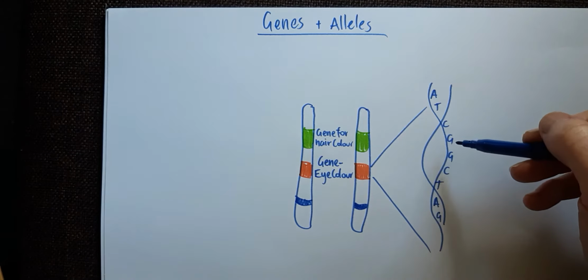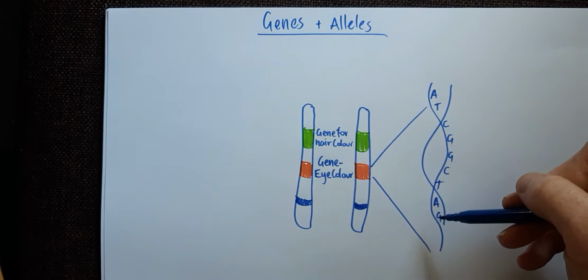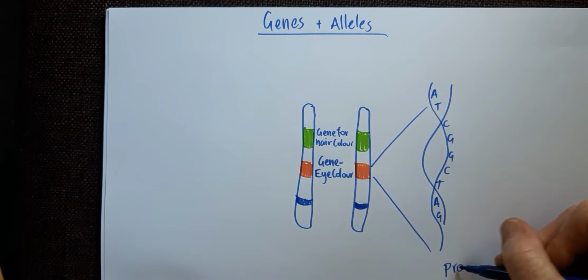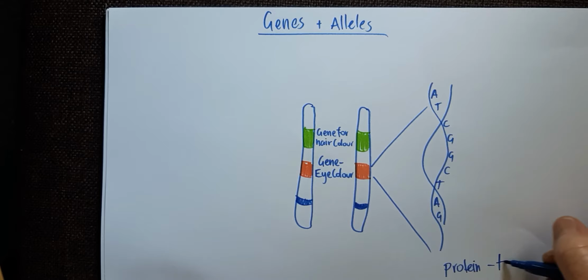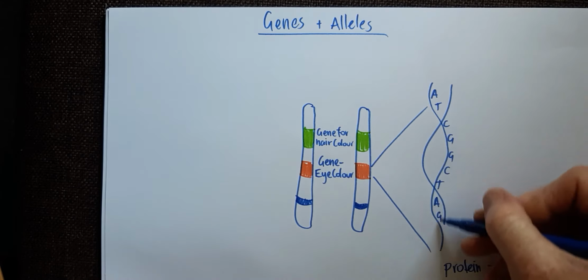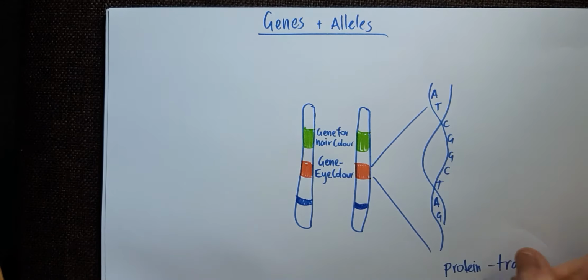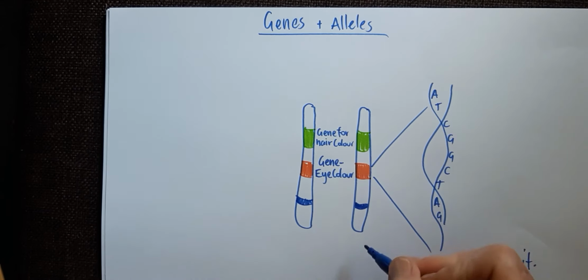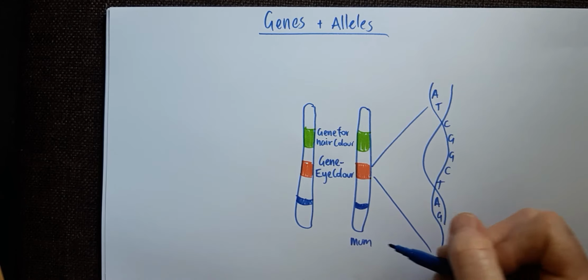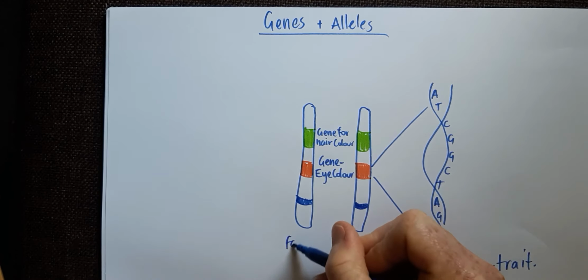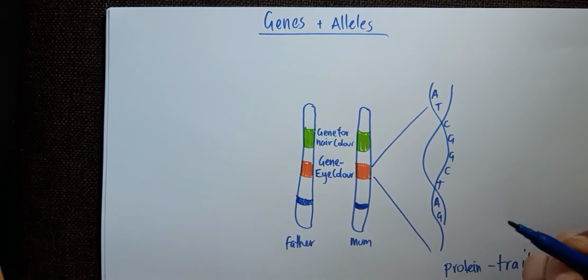that will produce a particular thing called a protein, which is basically the trait, the characteristic that you're going to get. So in this case, the protein or the trait, let's say that combination of letters gives you blue eyes. This chromosome here might have come from your mother, and this chromosome here might have come from your father.